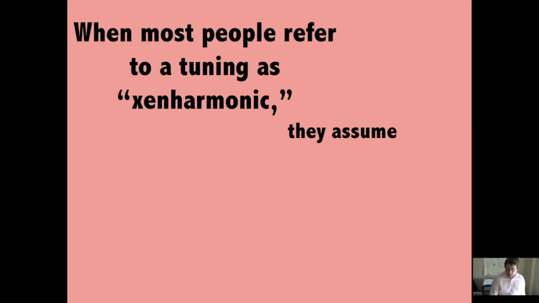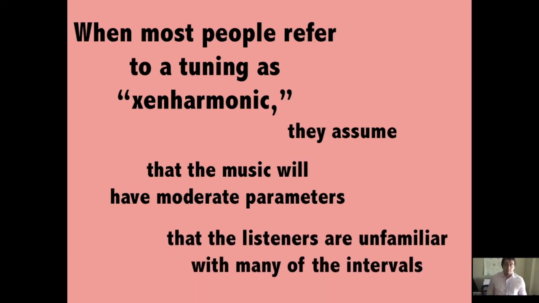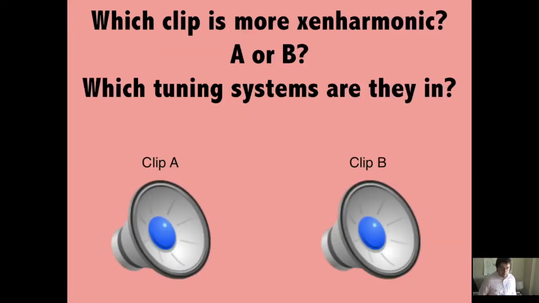When most people refer to a tuning as Xenharmonic, they assume that the music will have moderate parameters and that the listeners are unfamiliar with many of the intervals. And this is true for most kinds of music that the average person would consider music. Having moderate parameters means, you know, the piece should have a discernible tempo, the pitches should be discrete, things like you would see in an undergrad music theory example. That's what people assume about the situation when they talk about whether a tuning is Xenharmonic or not. And they probably assume you're using most of the scale, too, but you don't have to.